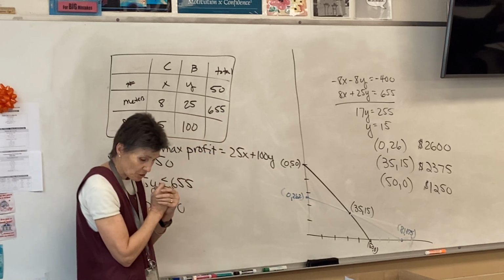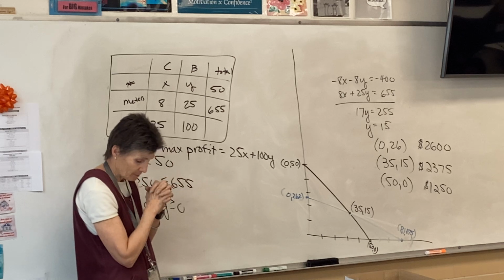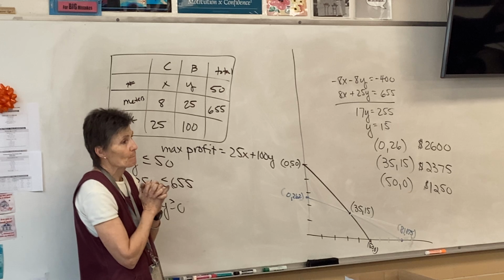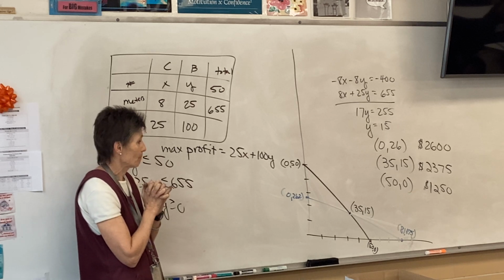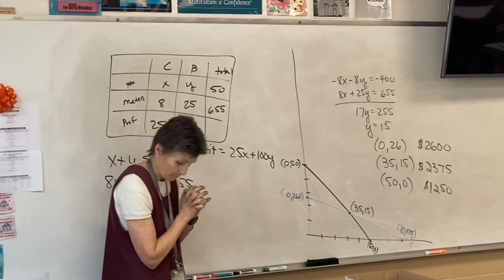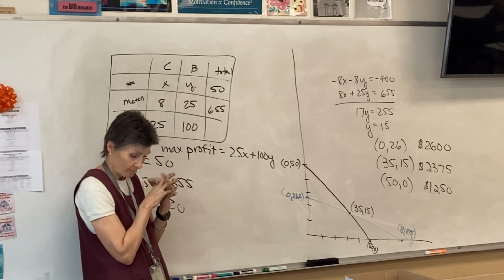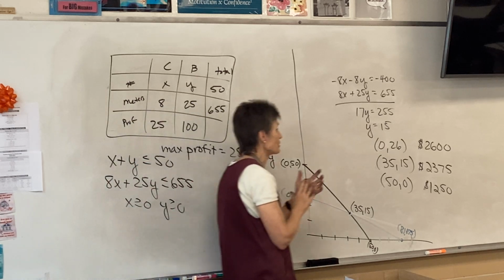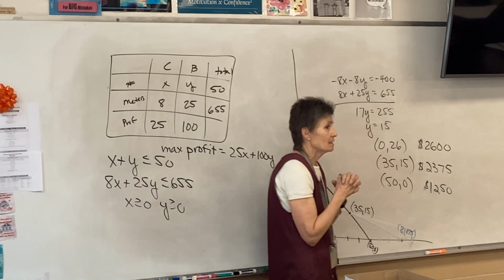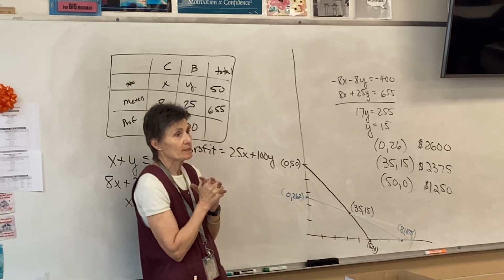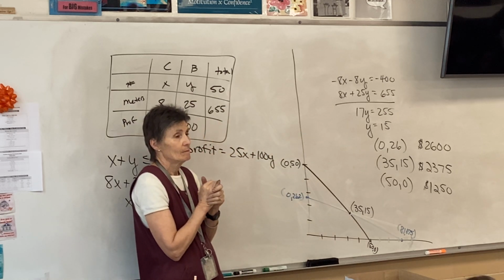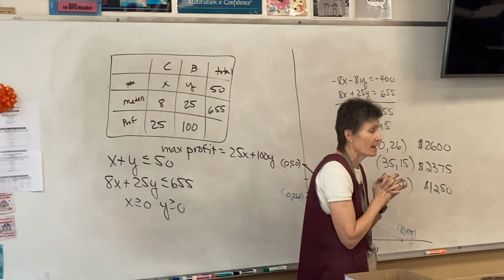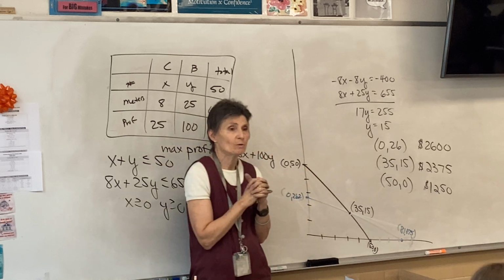You guys, you can extend your grid. You're big kids now. Maximum profit occurs at the point 0.26. Oh yeah, and he gets $2,600. 7-4 due Friday, 7-5 due Monday. Tomorrow we will start reviewing.